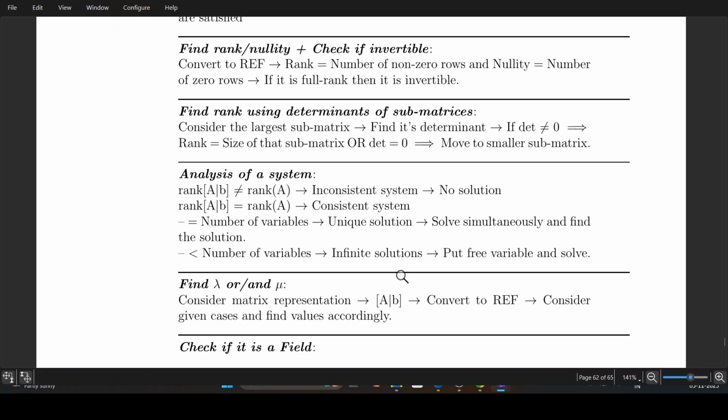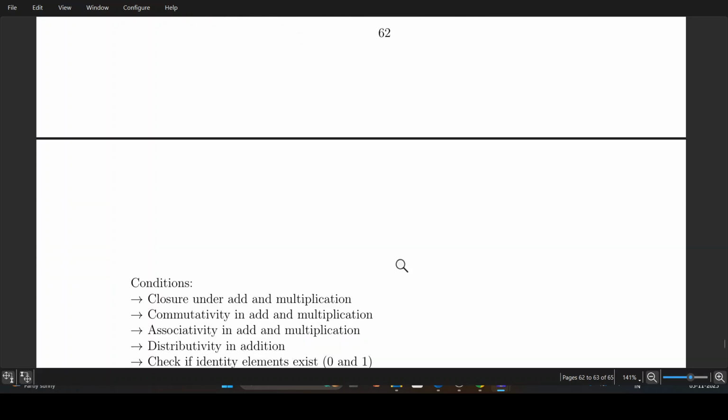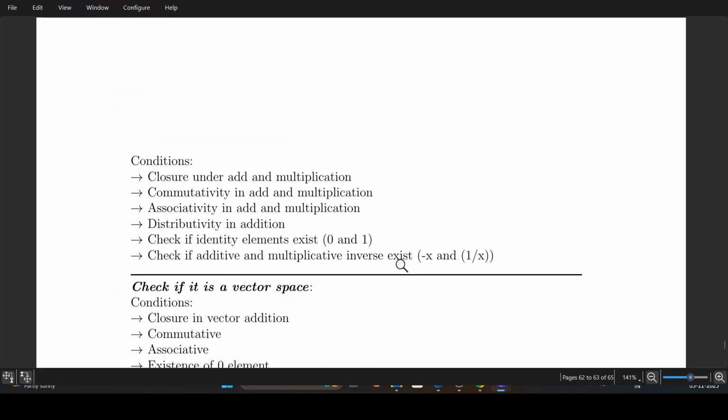Next is to check if a given set is a field or not. So for that there are a few conditions. The first is closure under addition and multiplication. So suppose two elements x and y from a set, their addition and their multiplication must be in that set itself. Then commutativity in addition and multiplication.